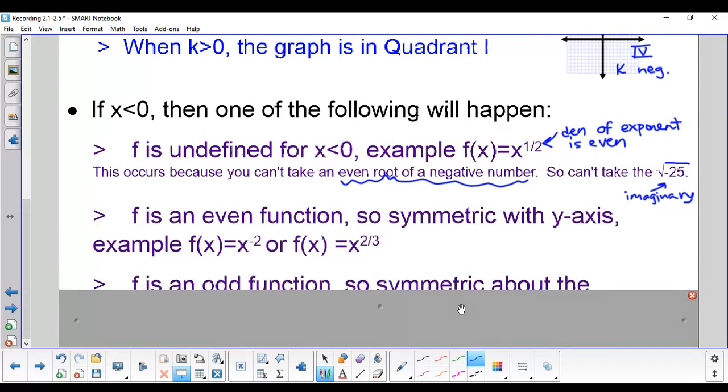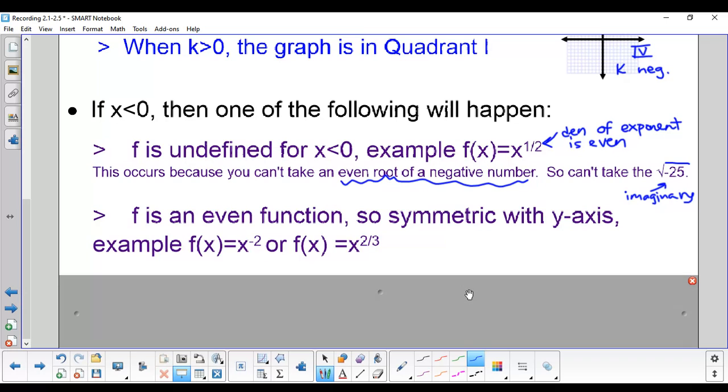The next situation that can happen is we can have what we call an even function. There are a lot of ways to get an even function. An even function is when the numerator ends up being even, but the denominator is odd. So negative 2 over 1 or 2 over 3. These types of functions will be symmetric with the y-axis. So you're going to see that butterfly symmetry.